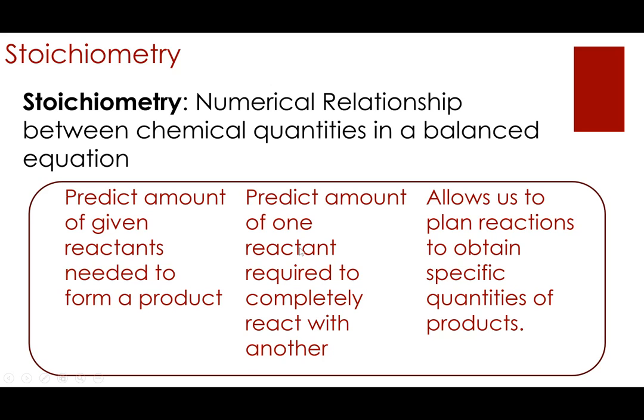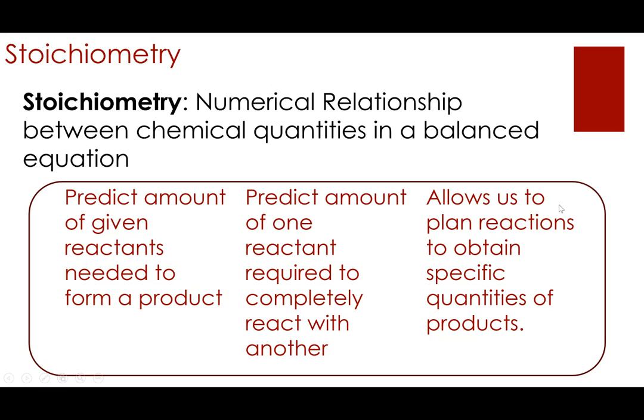We'll be able to predict the amount of one reactant required to completely react with another. So again, let's use that example. What if we're making ammonia? So there's 2 chemicals that go into that process. If one's really, really expensive and the other one's dirt cheap, we probably need to know exactly how much of each one we need to order so that we can completely react all of the really expensive one. We don't want to leave any of that left over.